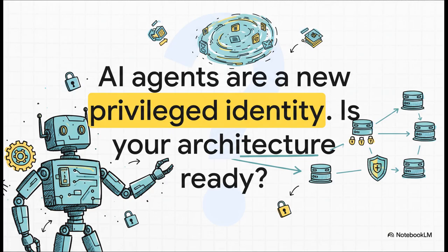So we'll leave you with this final thought. AI agents are a brand new class of privileged identity inside your network. They have all the permissions of a user, but none of the predictability of a human. The question isn't if you're going to adopt these tools. The question is, is your architecture ready to manage them?